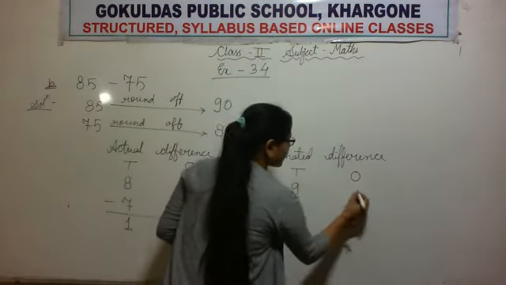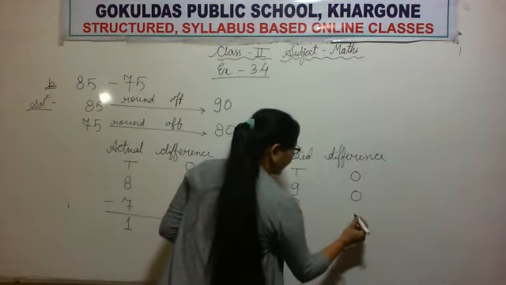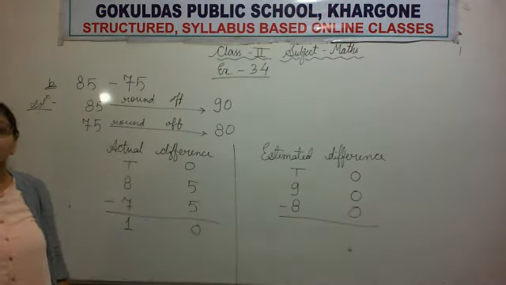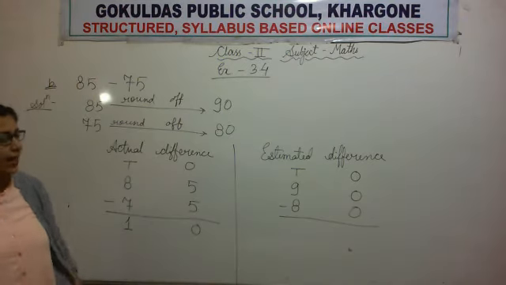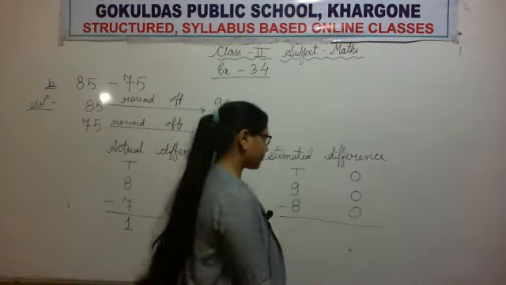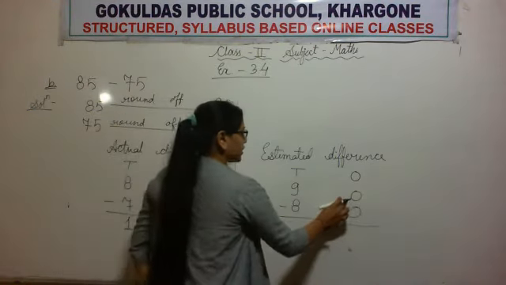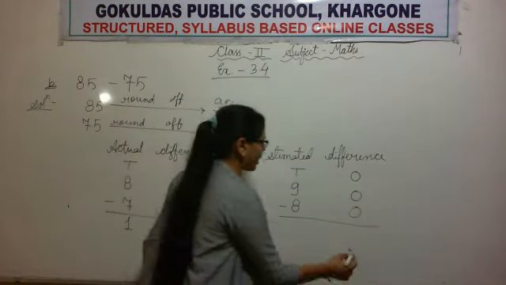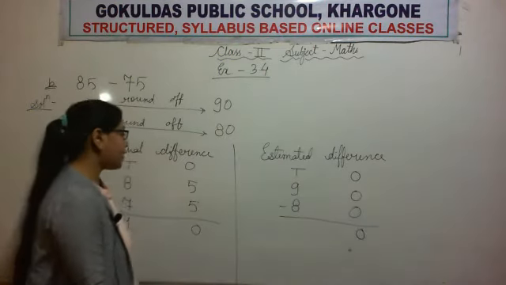So 90 minus 80. Again we will write ones below ones and tens below tens. Starting from the ones place, let's start. 0 minus 0 is equal to, very good, 0. So we will write the number 0.